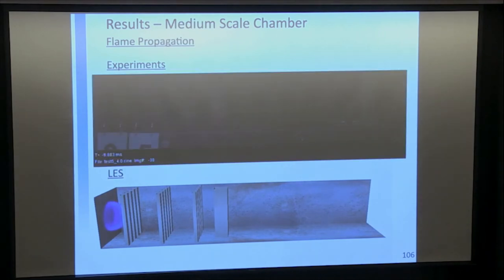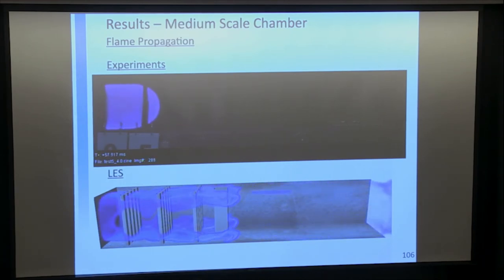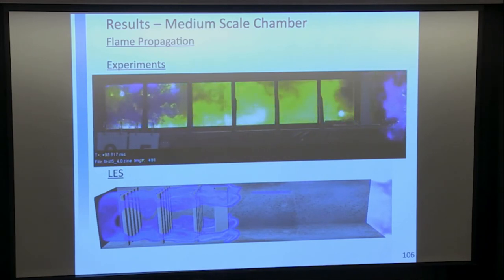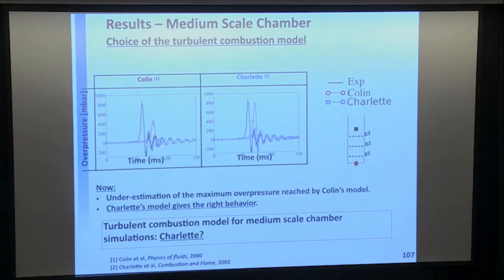Come on. Yeah, you can see the experiment on top. You see the blue flame now. And of course, the simulation looks like the experiment. Huh? You see the acoustic oscillations here at the end. But when we put things on the same diagram, you see that now Colin is off completely. And actually, Charlotte is a little bit late, but it's, you know, better in terms of overpressure.